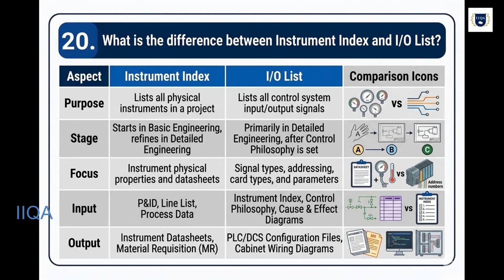In terms of inputs, or what is needed to create them. The instrument index is built using information from the P&ID and line list. To create an I/O list, you need to start with the finalized instrument index and information from the control logic. Finally, let's look at their output. The instrument index is used to generate further physical documents like instrument datasheets and material requisitions. The direct output of the I/O list is the actual PLC or DCS configuration, programming the system on how to interact with the field devices.